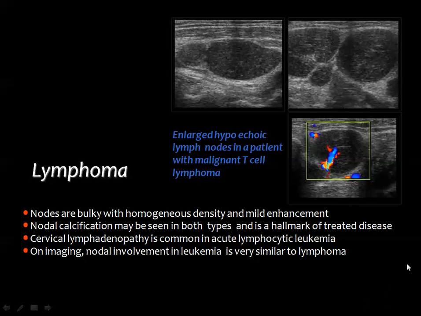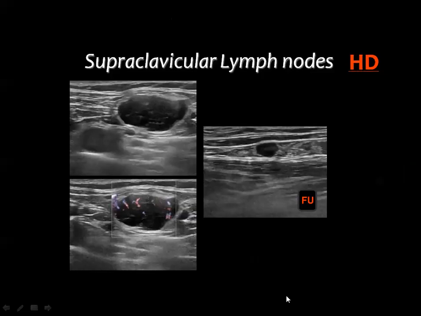The presence of calcium in the lymphoma nodes is debated. Some literature says that calcium is present in the nodes, especially after treatment, and others say no, you can see calcium before treatment and you can see calcium after treatment. Let's say that the lymphoma nodes are bulky, they are of homogeneous echo texture like this, and they contain some vascularity. And this is lymphoma nodes before treatment and after treatment.